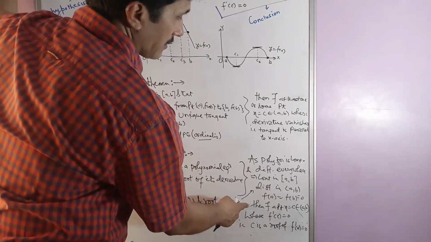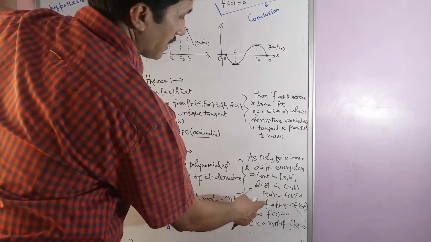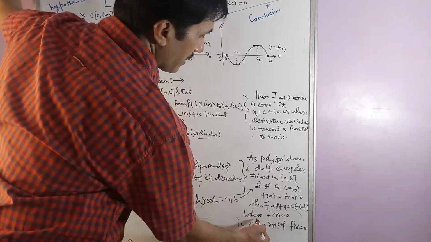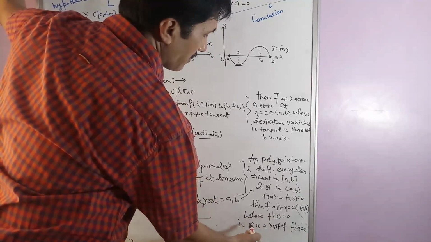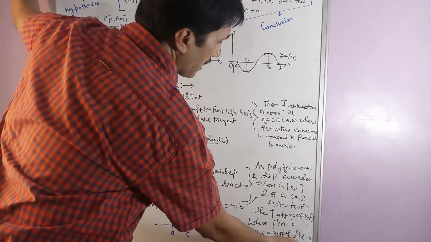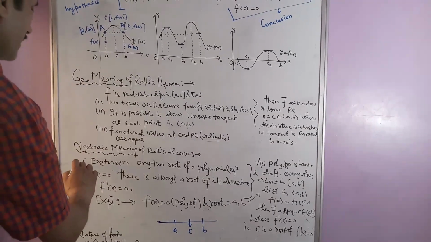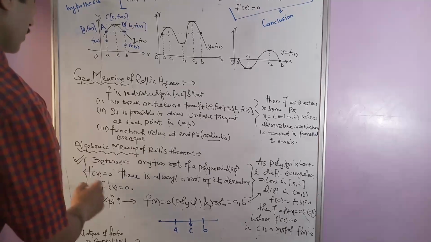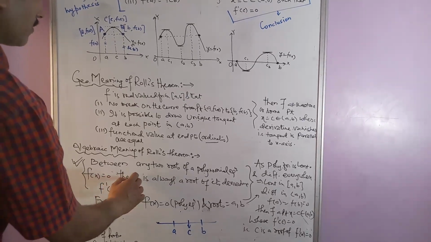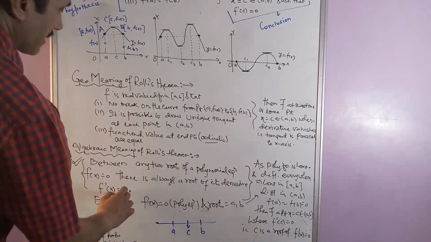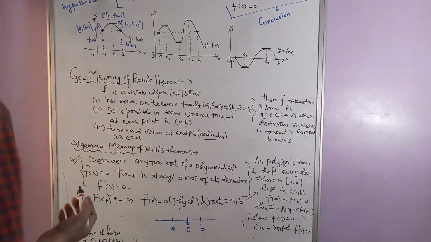Then by the conclusion of Rolle's theorem, there exists a point x equal to c belonging to the open interval (a, b), where f dash c equal to 0, that is, c is a root of f dash x equal to 0. Thus, between any two roots of a polynomial equation f(x) equal to 0, there is always a root of its derivative f dash x equal to 0.